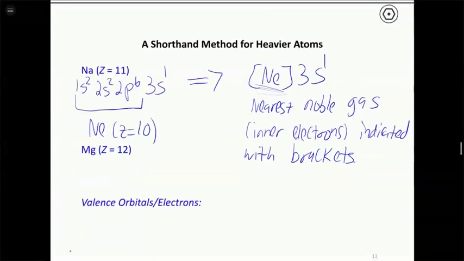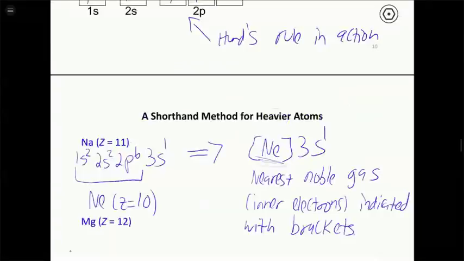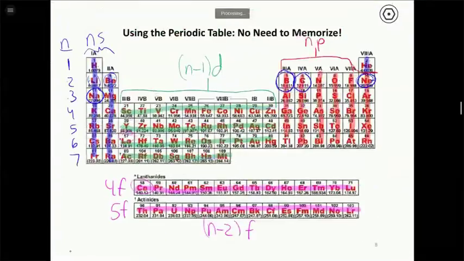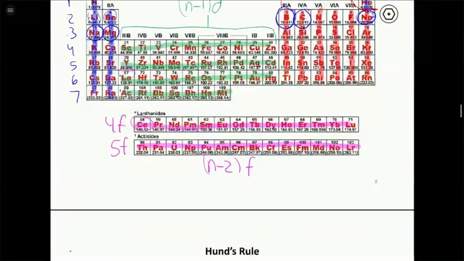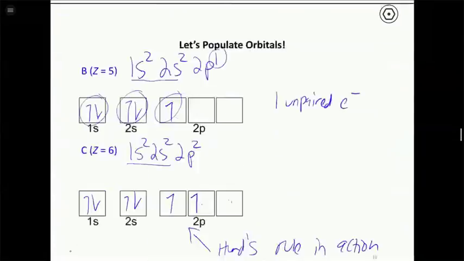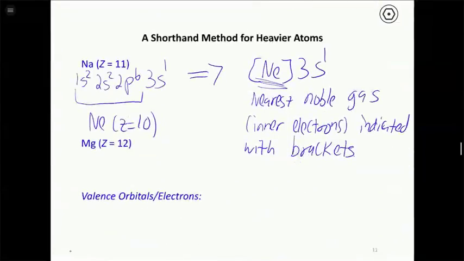Let's do one more example that's very similar. Magnesium, Z equals 12. And so if we want to do the shorthand method for magnesium, we find it in the periodic table, it's there. So the noble gas that comes before magnesium is neon still. So that's the one that comes immediately before it, the one that's closest to it, with a smaller atomic number. And so we can still just write that in brackets.